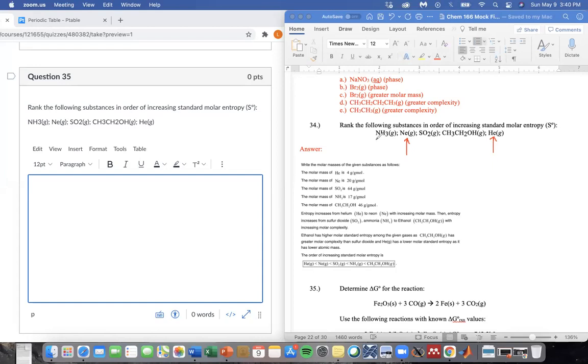Then we compare NH3 and SO2. Because SO2 has 3 atoms and NH3 has 4 atoms, NH3 is more complex than SO2. And so SO2 has the next increasing standard molar entropy, and NH3 is next because that's 4, whereas this one has 9 total atoms in it. So that's definitely the most complex molecule here. And so the actual order is HE is less than NE, is less than SO2, is less than NH3, is less than CH3CH2OH.